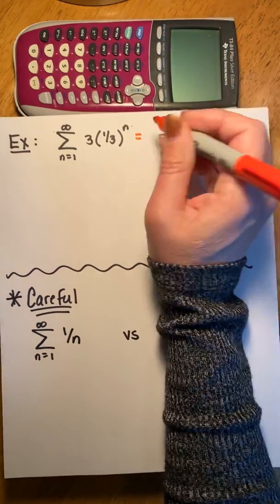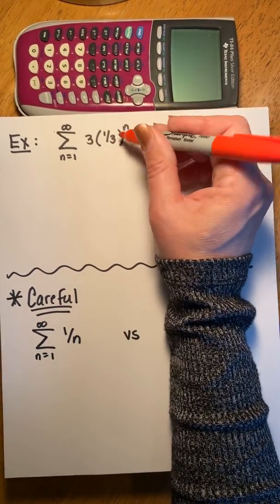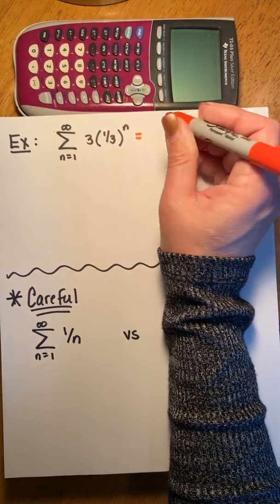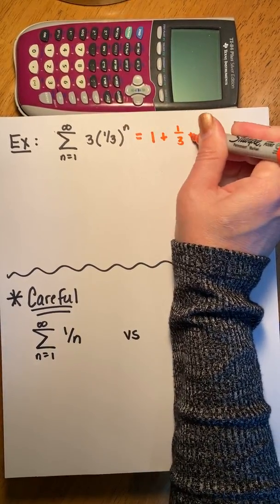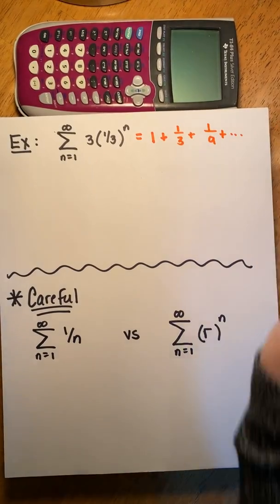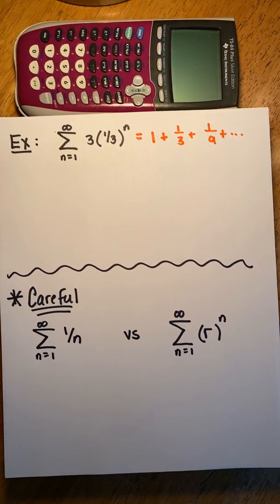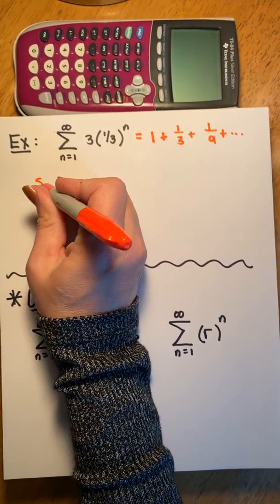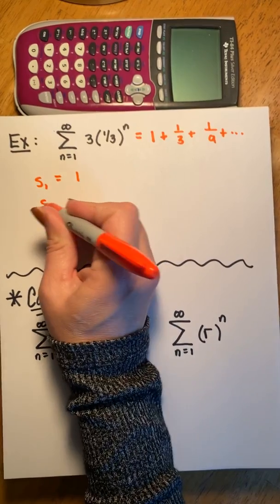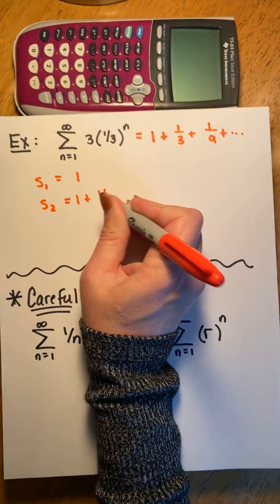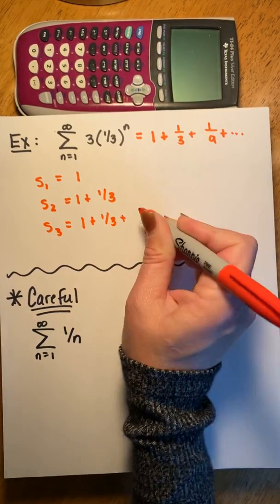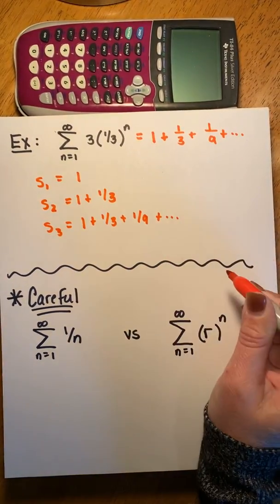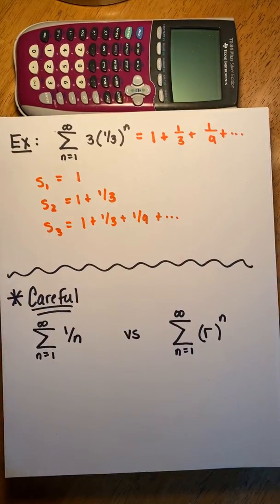This one would be, well, if n is 1, we're at the 1. (1/3)^1 times 3 is 1. Plus, and then n = 2 would be 1/9 times 3, which gives me 1/3. So 1 plus 1/3 plus 1/9 plus forever. My first partial sum would be 1. My second partial sum would be 1 plus 1/3. My third partial sum would be 1 plus 1/3 plus 1/9. So the question is, how do these partial sums behave?